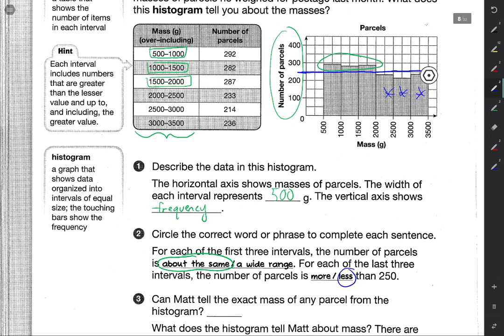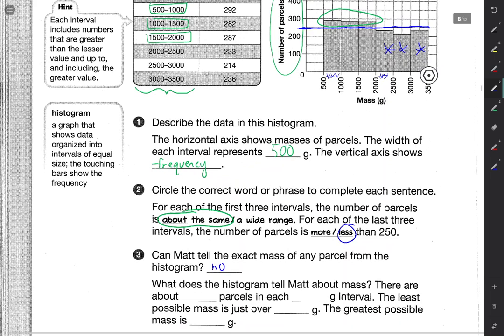In number three, it says, can Matt tell the exact mass of any parcel from the histogram? And the answer is no, because all of the masses are in ranges, and they range in increments of 500. So the masses of individual parcels can be anywhere in between this range. It could be 550, 592, 748. Same goes for these intervals over here. We don't know the exact weight of any of the parcels. We just know the frequency of a range of weights.